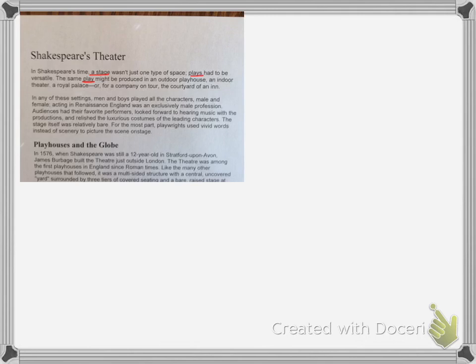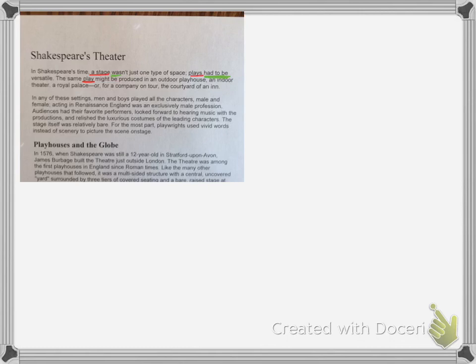Okay. So let's go back now and look at my verbs. We'll mark those green. In the first one, it says, in Shakespeare's time, a stage wasn't, and we typically leave the word not off. We can talk about that later, but the verb is was. Stage was. Plays had to be versatile. So had to be is my verb.